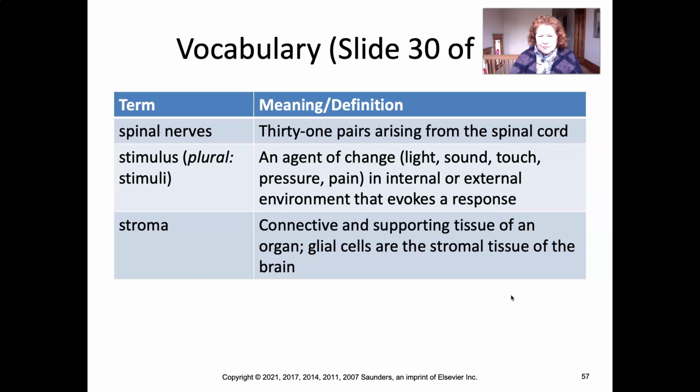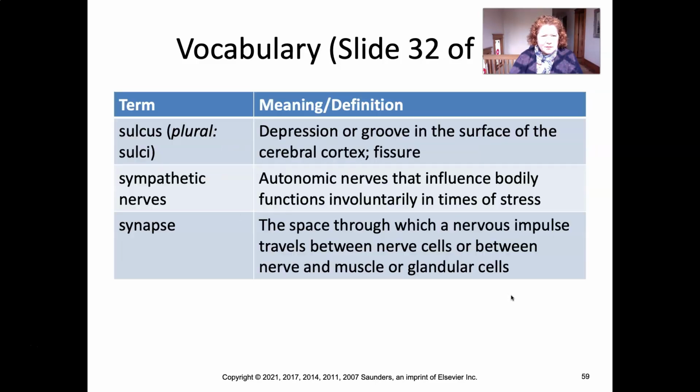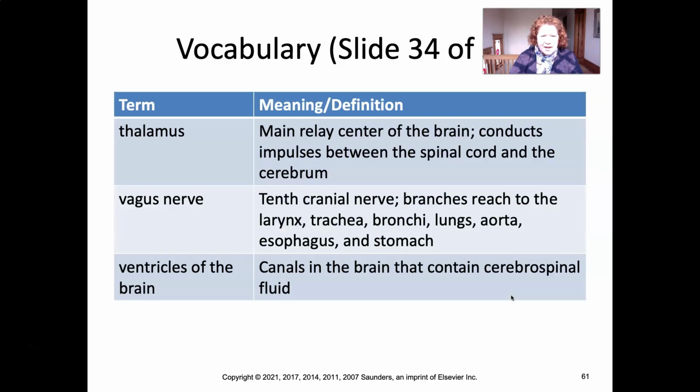stroma. Sulcus or sulci, sympathetic nerves, synapse, thalamus, vagus nerve, ventricles of the brain.